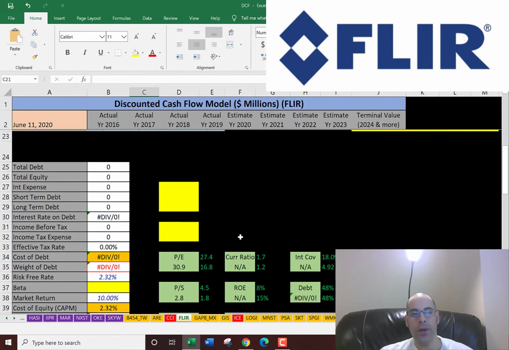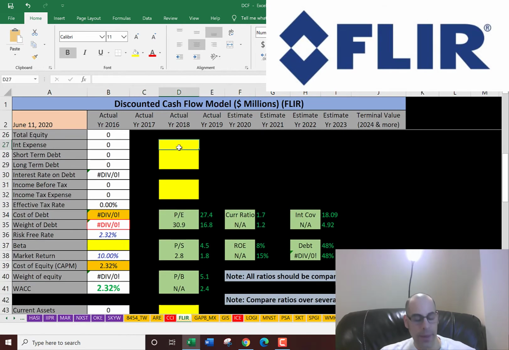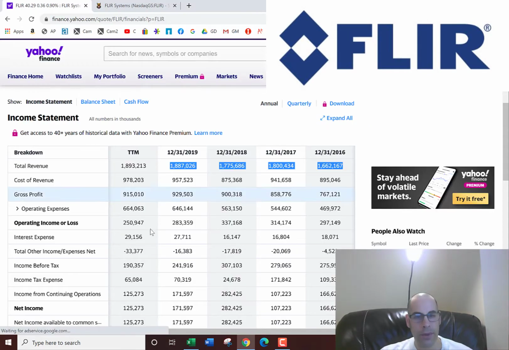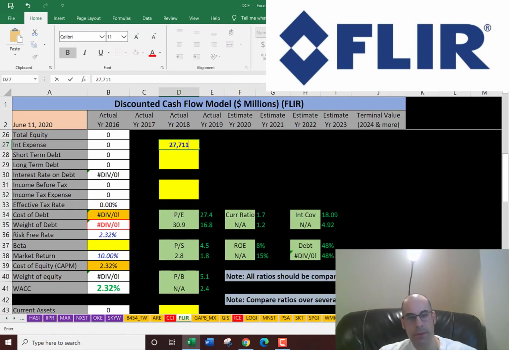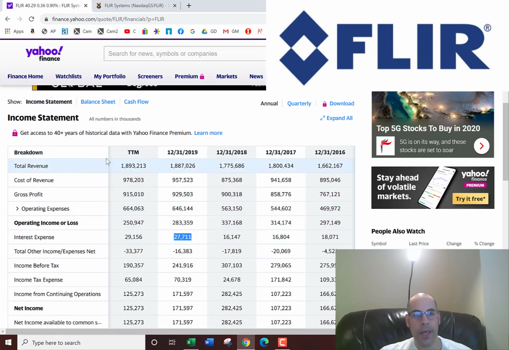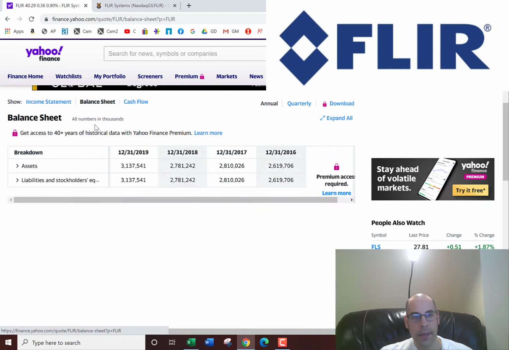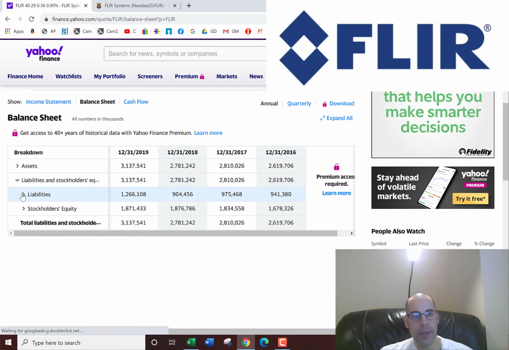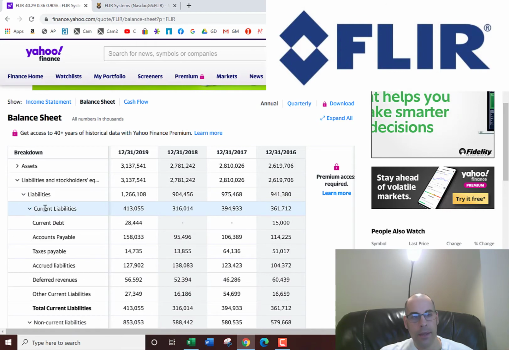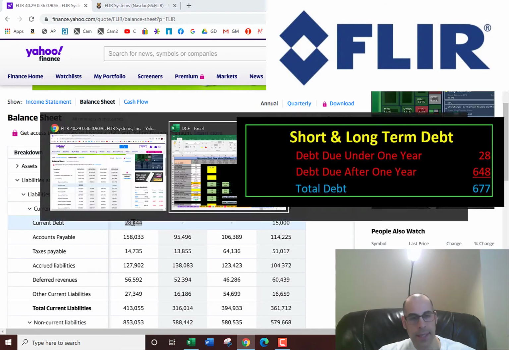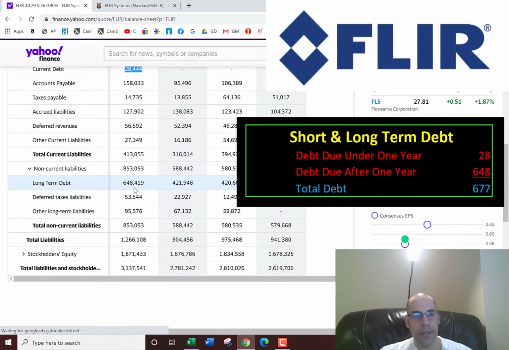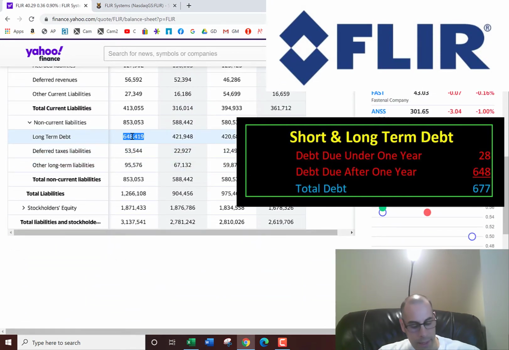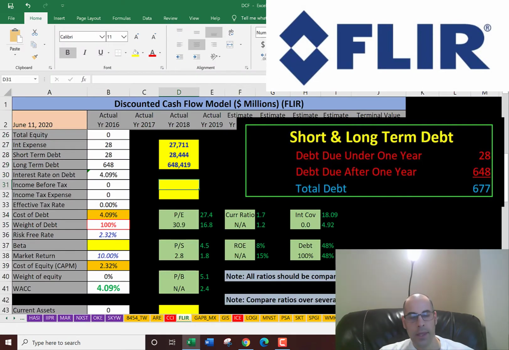Let's look at the capital structure of the business to figure out what discount rate we need to apply to the future cash flows. So the interest expense is $27.7 million. That's how much interest they pay on their debt. And we'll go to the balance sheet to find out how much debt they have. Current debt of $28 million, that's debt due within 12 months. Long-term debt of $648 million, that's debt due after 12 months.